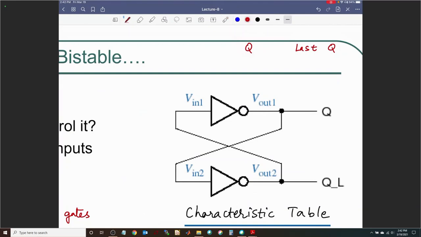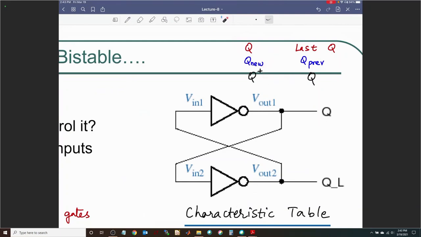You could also refer to this as Q new. Let me use a different Q new and Q previous. So some textbooks follow that. What was Q earlier? What is Q now? Another way to write the same thing is Q plus and Q. So depending on what you are following, you may see one or the other variation of this.